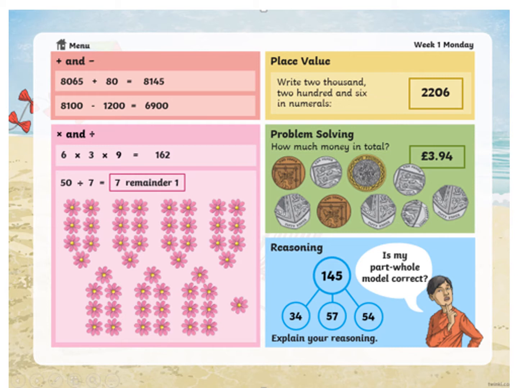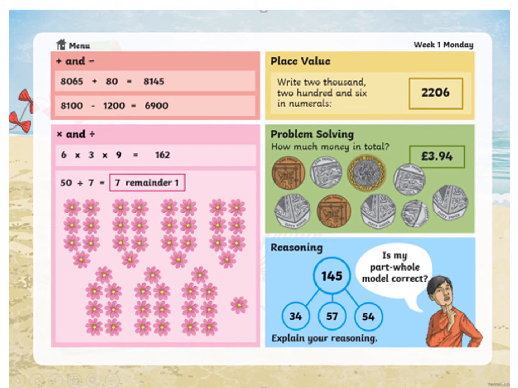The next one, 6 times 3 times 9. You should have done it in two parts.